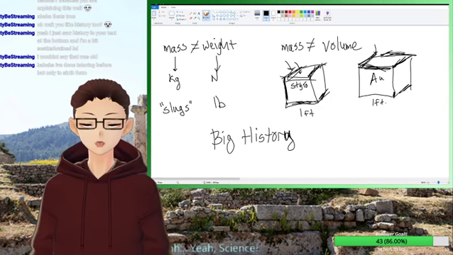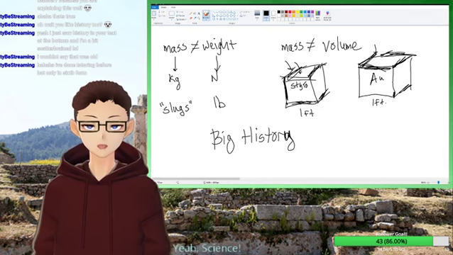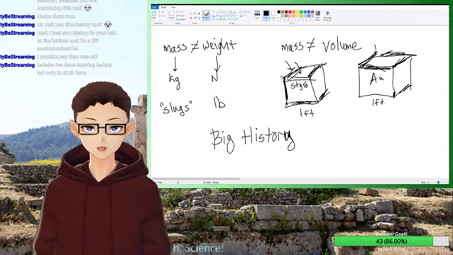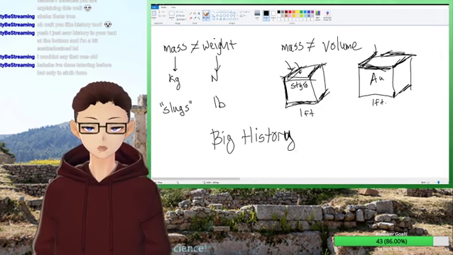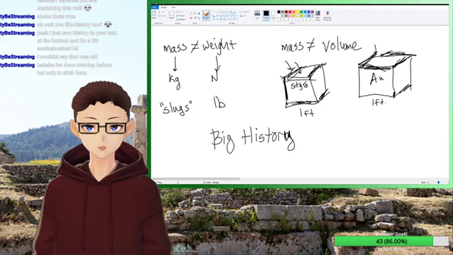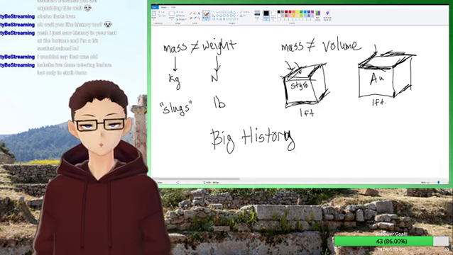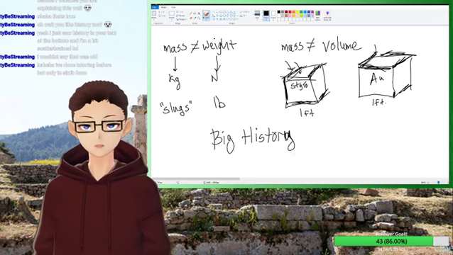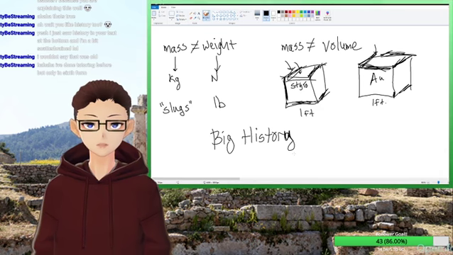But yeah, so big history is the study of the universe from its beginning to now. And also, you would probably know some stuff about cosmology and the predictions of what might happen to the universe in the next Google years.